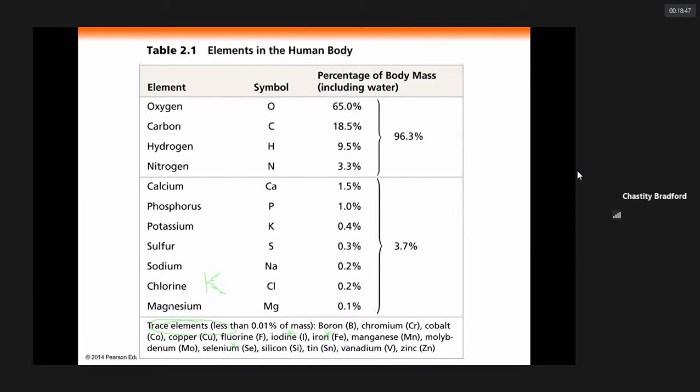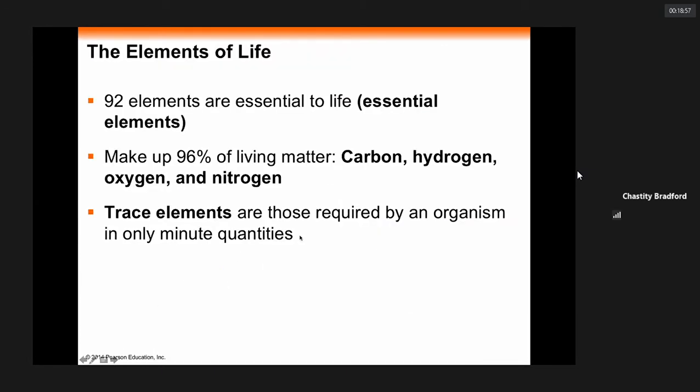So we talked about the elements in the human body, and I want you to know this is going to be very important. The CHON is very important. 92 elements are essential to life. Of all the elements that you had to learn in chemistry, 92 of them are essential to life. Of those we've discussed, carbon, hydrogen, oxygen, and nitrogen make up 90% of living matter.